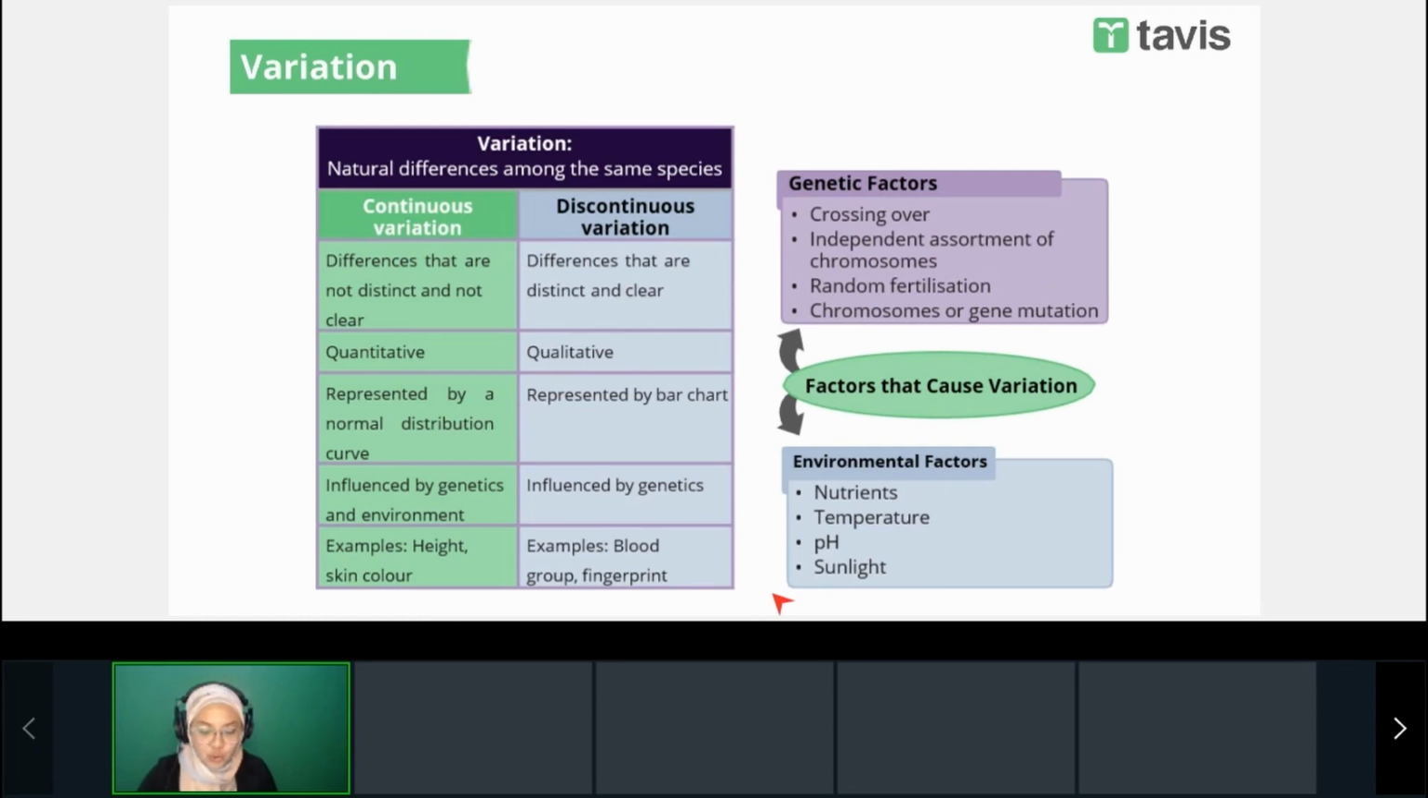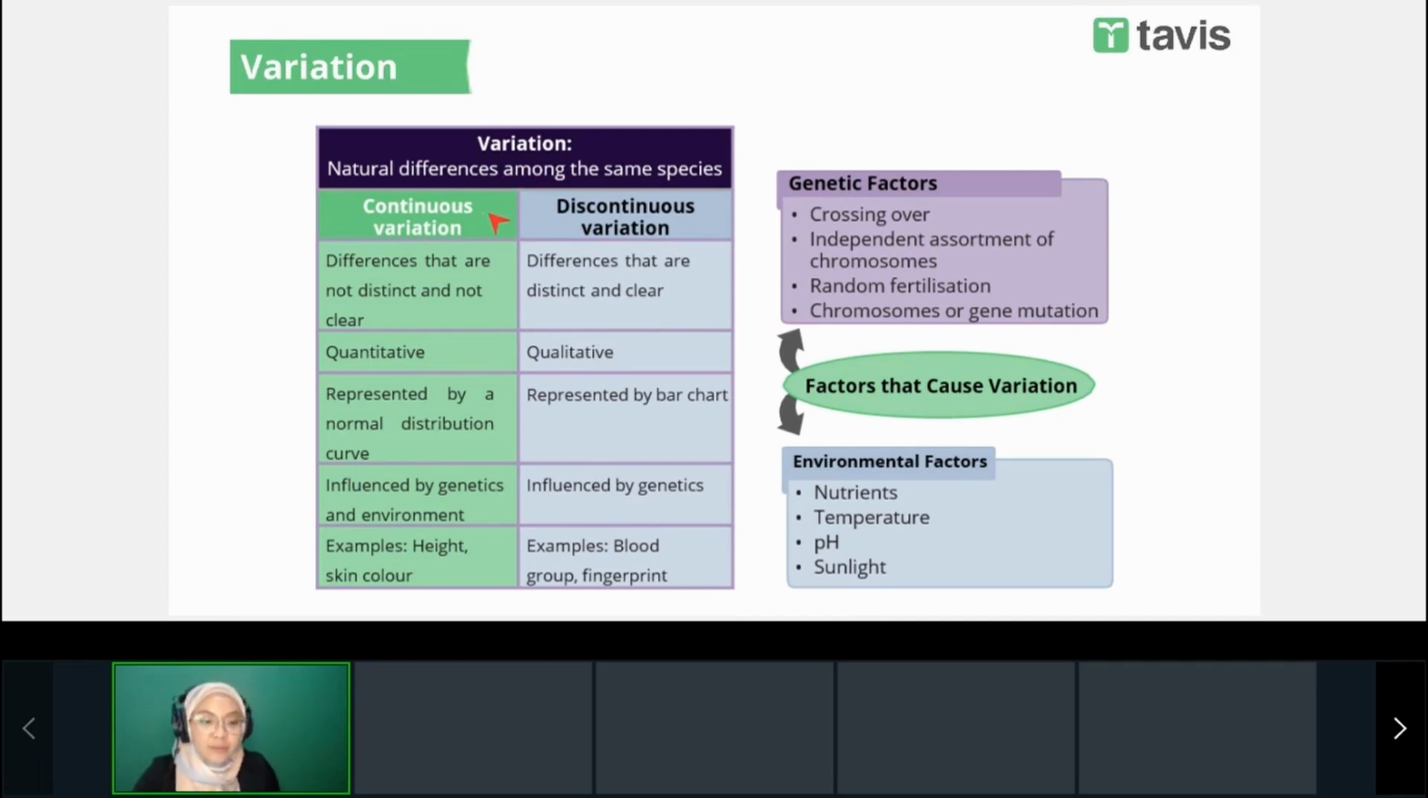Okay, let's see the sample. Okay, we have variation. The last subtopic of today is variation. Variation, can you see it all around you? Your friends, your siblings, we are not the same. We do not look alike. That is a variation. So how many variations do we have?